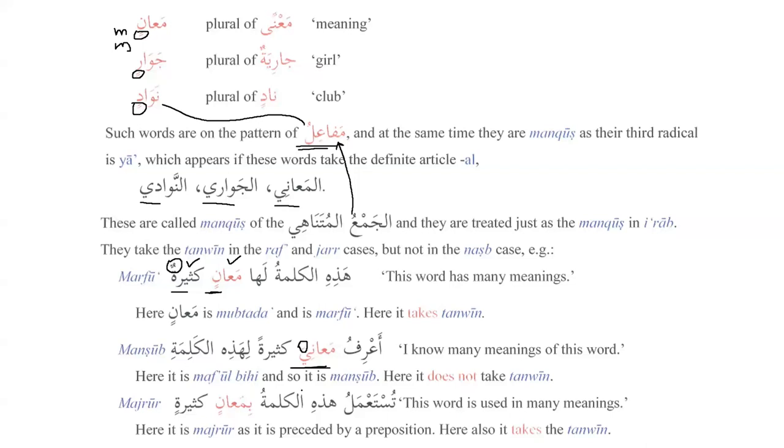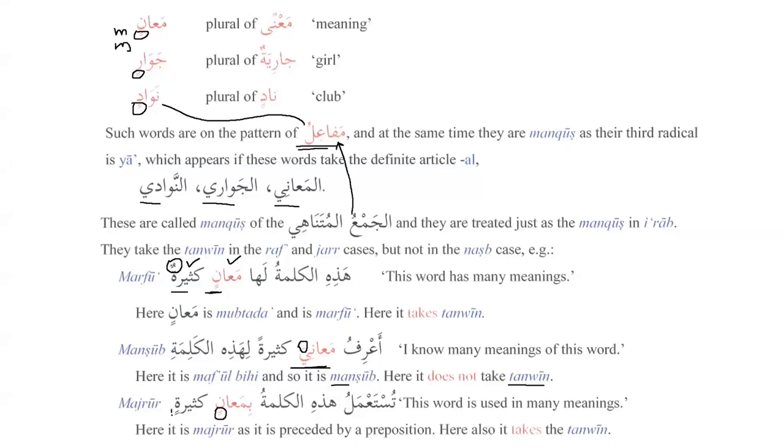Here it is mudaf ilayh and it is mansub. Here it does not accept, or it does not take tanween. And tusta'malu hadhihi al-kalimatu bi ma'anin kathiratin. This word is used in many meanings. Now we know that ma'anin is majroor and kathiratin is also majroor.